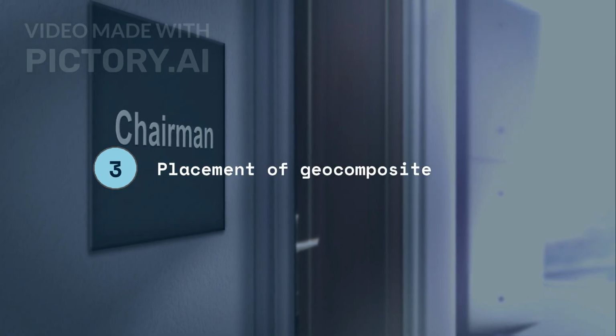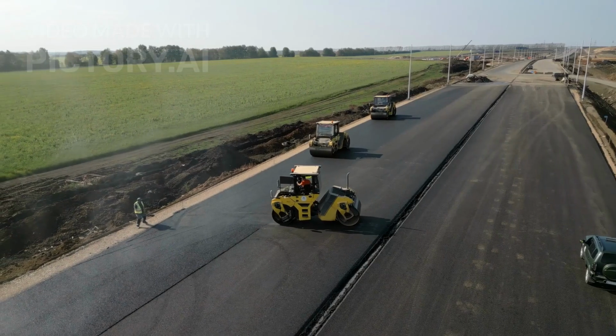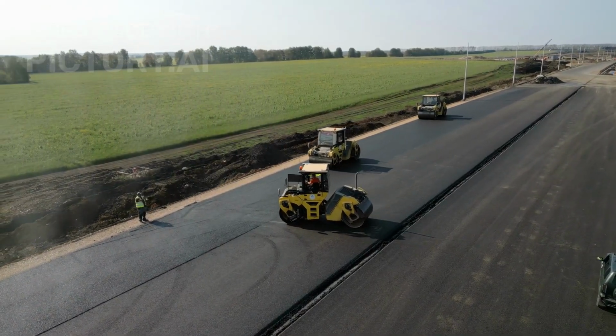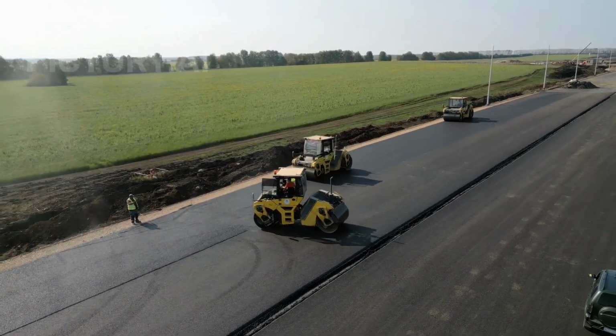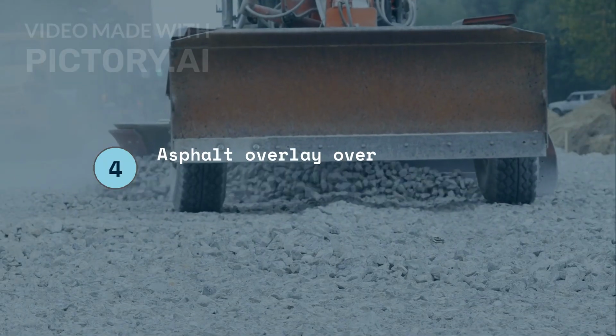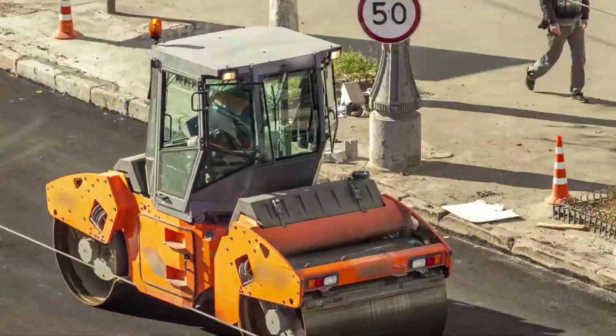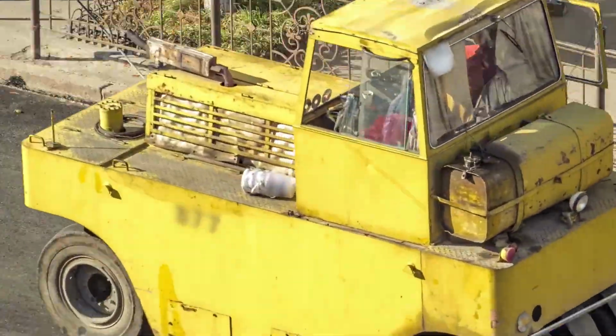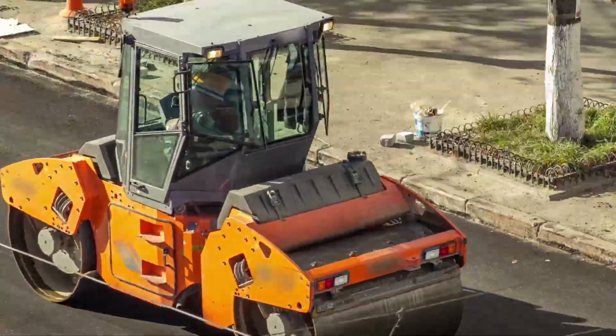Placement of geocomposite. Roll out the geocomposite on the prepared surface. Ensure proper alignment and tension to avoid wrinkles or folds. Asphalt overlay. Lay the hot mix asphalt over the geocomposite. The heat from the asphalt activates the bonding properties of the geocomposite.